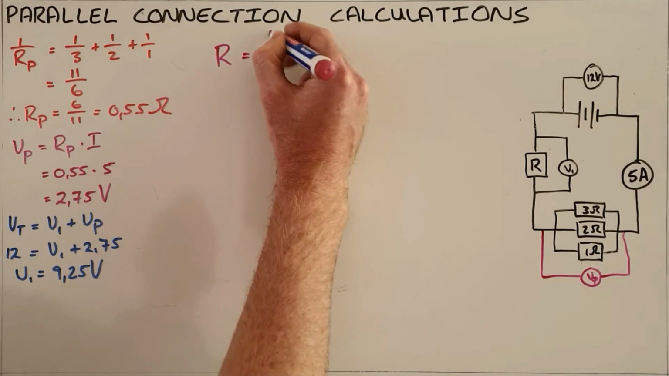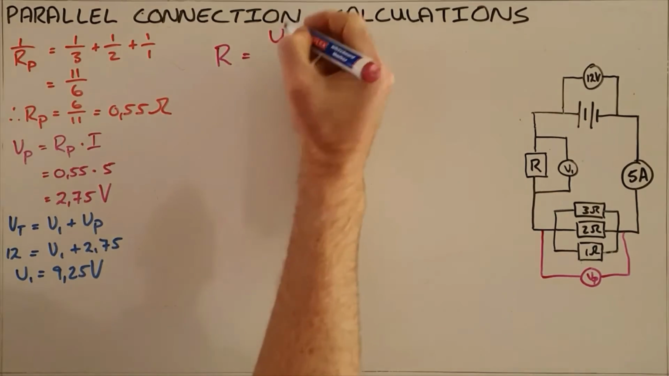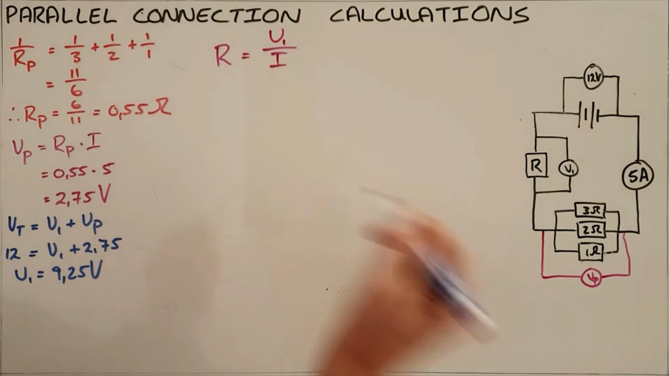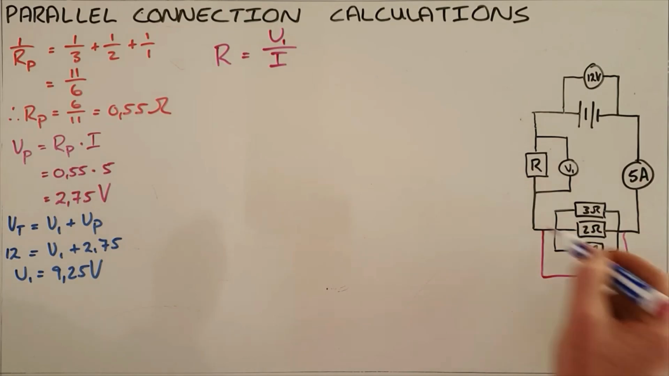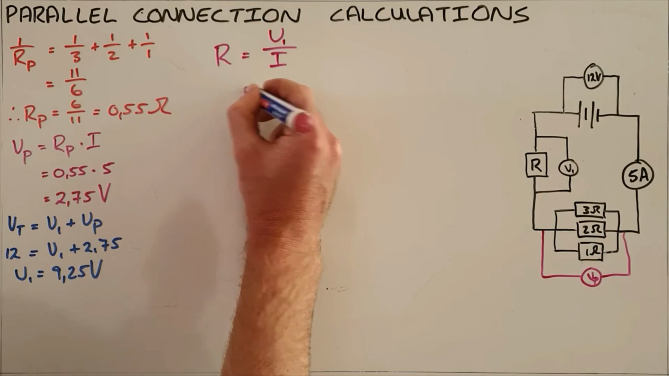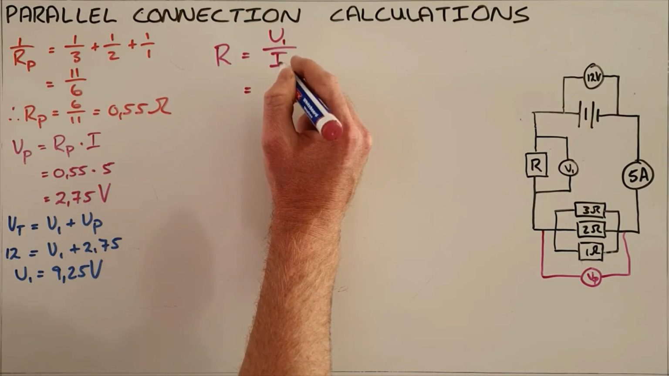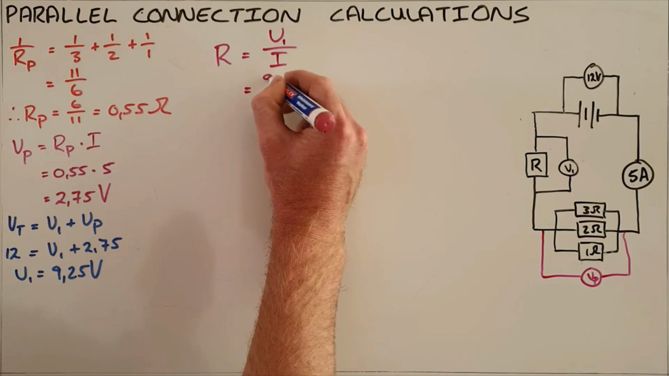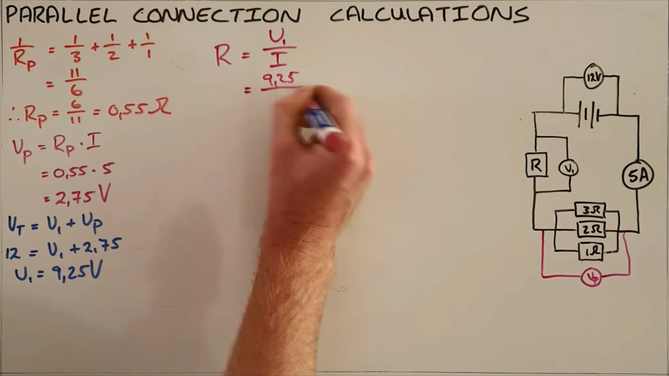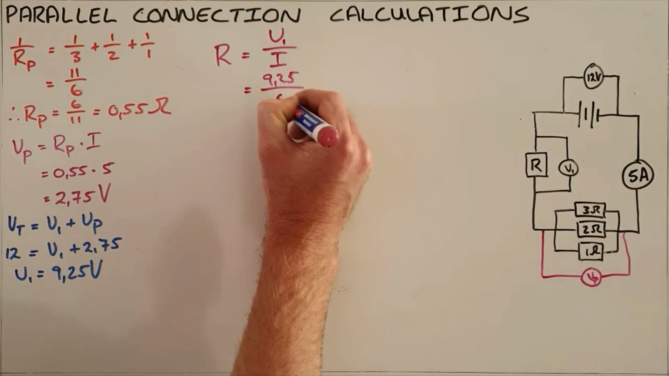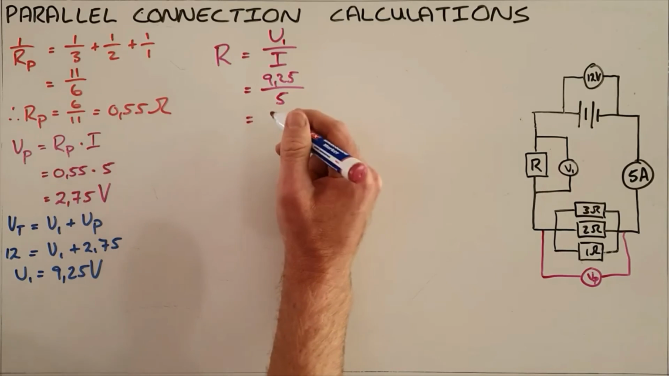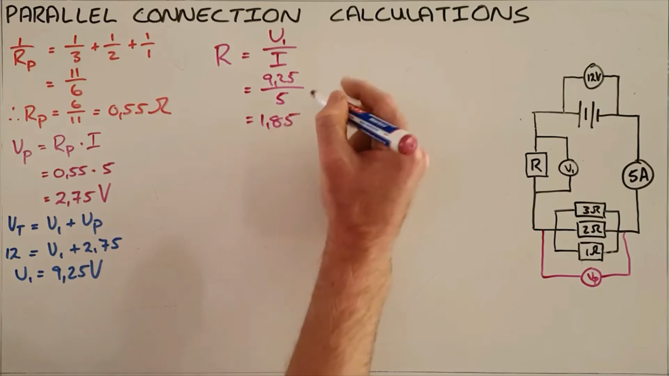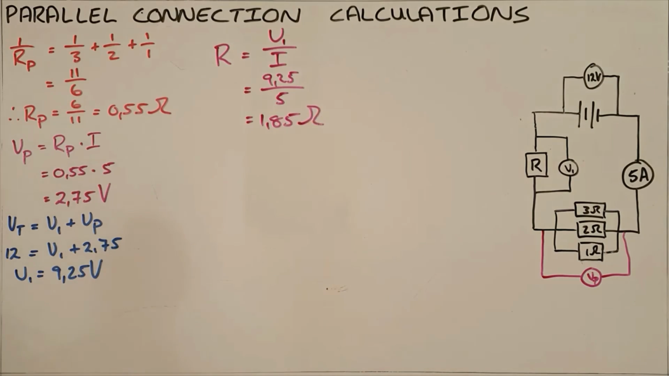Once we have this, we can now calculate what this unknown resistance is, because we know that resistance is always equal to the voltage that's measured over that resistor divided by the current passing through that resistor. We know that current in a series circuit remains constant. So in this case, that is the voltage V1, which we've just calculated as 9.25, divided by the current, which we were told was 5 amps, which tells us that the resistance of that unknown resistor must be 1.85 ohms.